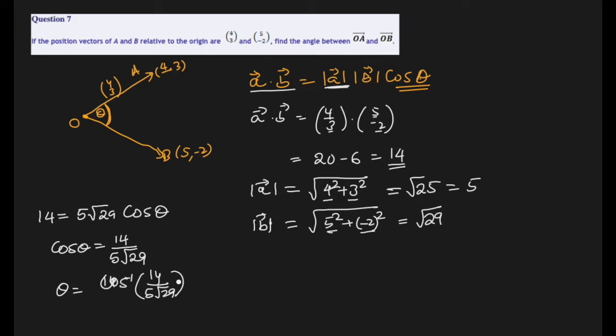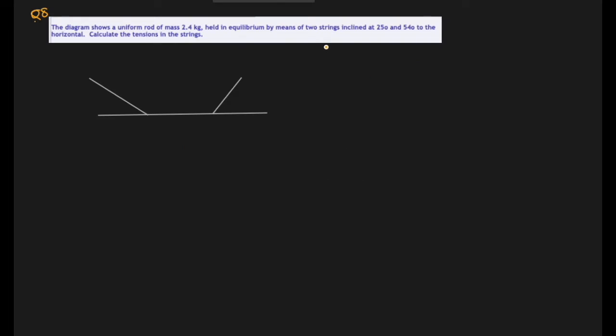What I got is 58.67. So let me write it as 58.7 degrees. This is the angle between the two vectors. This is question number 8.